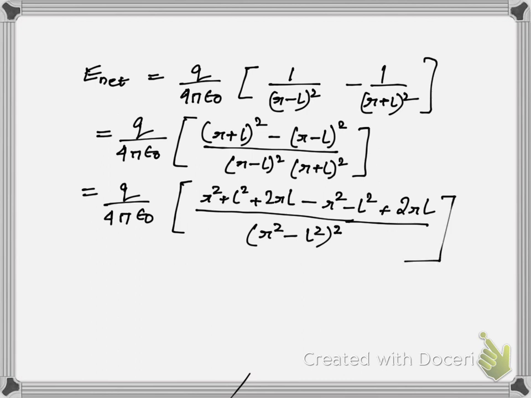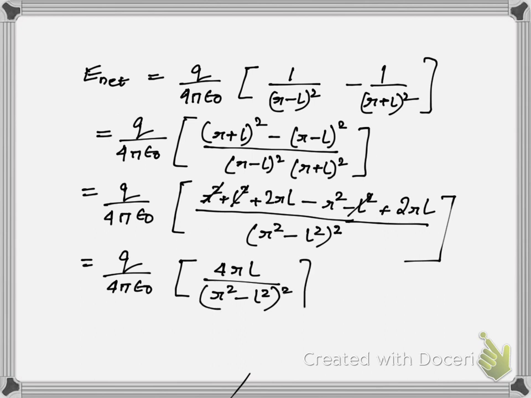Now in the numerator we can cancel out R square and L square, so overall we'll get Q by 4 pi epsilon naught 4RL by R square minus L square whole square. Now 4RL I can write as 2R into 2QL divided by 4 pi epsilon naught R square minus L square.